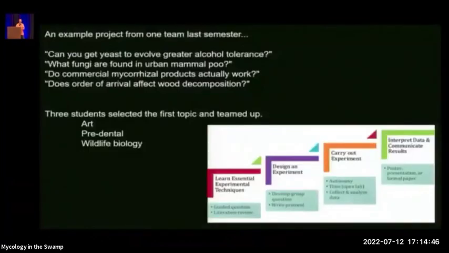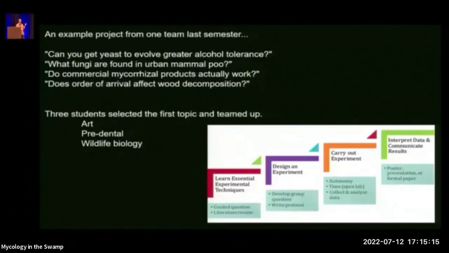Okay. So I'm going to give you an example from just one team, kind of walk you through this guided research experience. And they're going to learn the research essentials. They're going to design an experiment, carry it out, and interpret and communicate their data. All right. So the first minute of the first day of the first class, right? I walk in, and before we talk about the syllabus or introductions, I'm writing these 4 topics on the board.